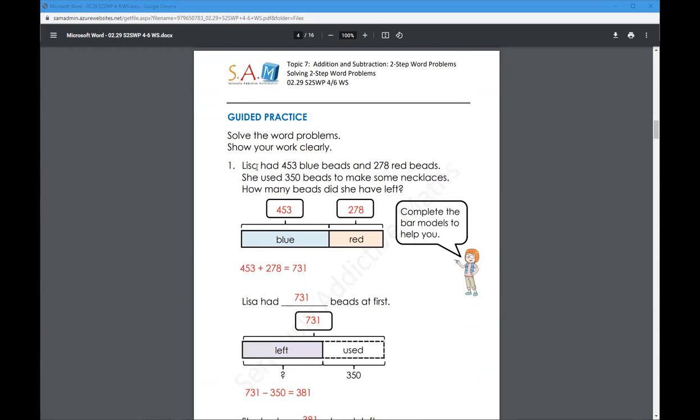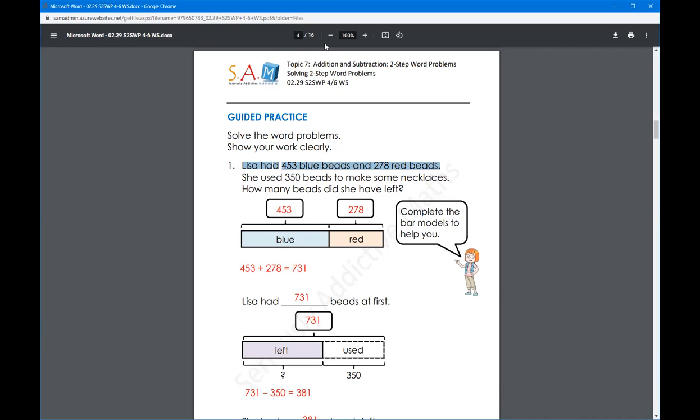If you follow the question, it says here Lisa had 453 blue beads and 278 red beads. She used 350 beads to make some necklaces. How many beads did she have left? So the first step is to draw the first sentence. To reiterate, the way that we teach students to draw bar models is to always draw sentence by sentence where possible. So they're supposed to draw 453 blue beads, and then 278 red beads.